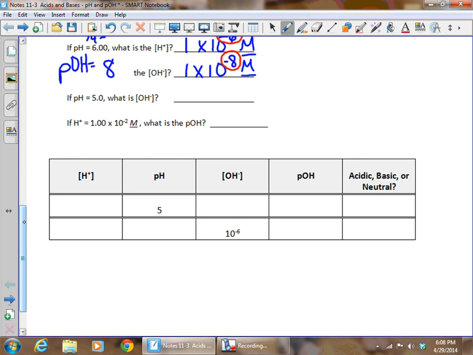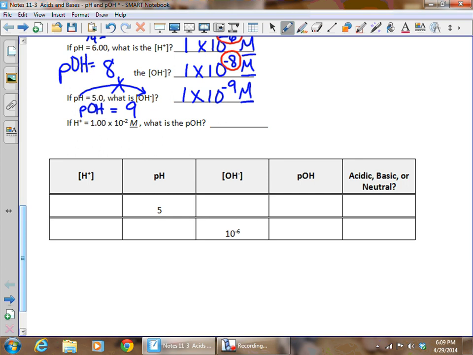So the next one, if pH is 5, what is OH minus? A whole lot of people would put 1 times 10 to the minus 5th molar, and they would be wrong. Because remember, we cannot get the hydroxide ion concentration from pH. We have to have pOH to get hydroxide ion concentration. So pOH is 14 minus 5, or 9. And if the pOH is 9, that tells us the hydroxide ion concentration is 1 times 10 to the minus 9th molar.